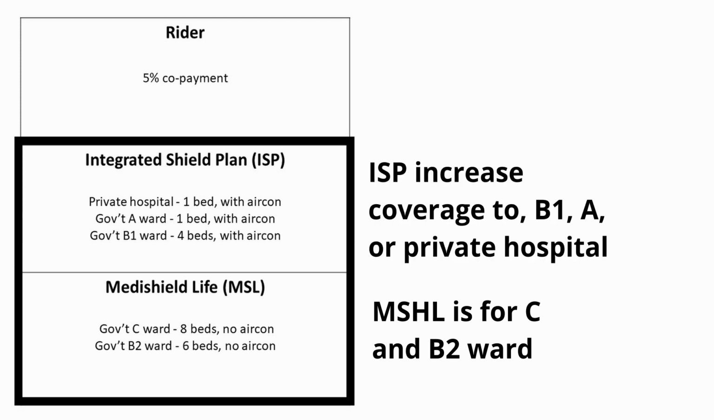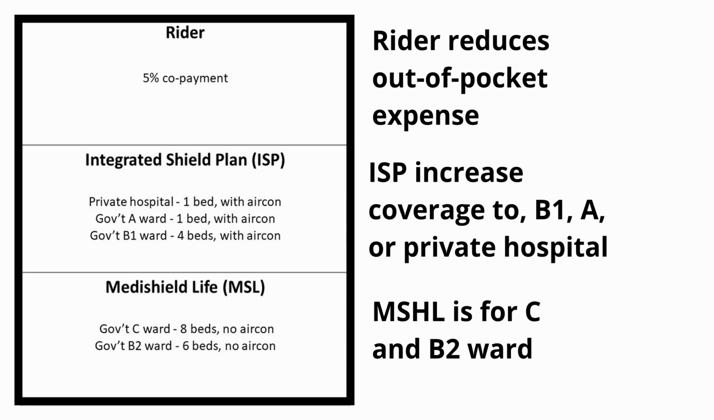And if you want to upgrade to a better ward, you can choose to buy an Integrated Shield Plan, which can cover you up to B1 ward, A ward, and also private hospital. And lastly, if you would like to reduce your out-of-pocket expenses when you are hospitalized, you can also choose to buy a rider that can help you do that. Now with the recap out of the way, let me show you quickly how you can read the Integrated Shield Plan premium table.